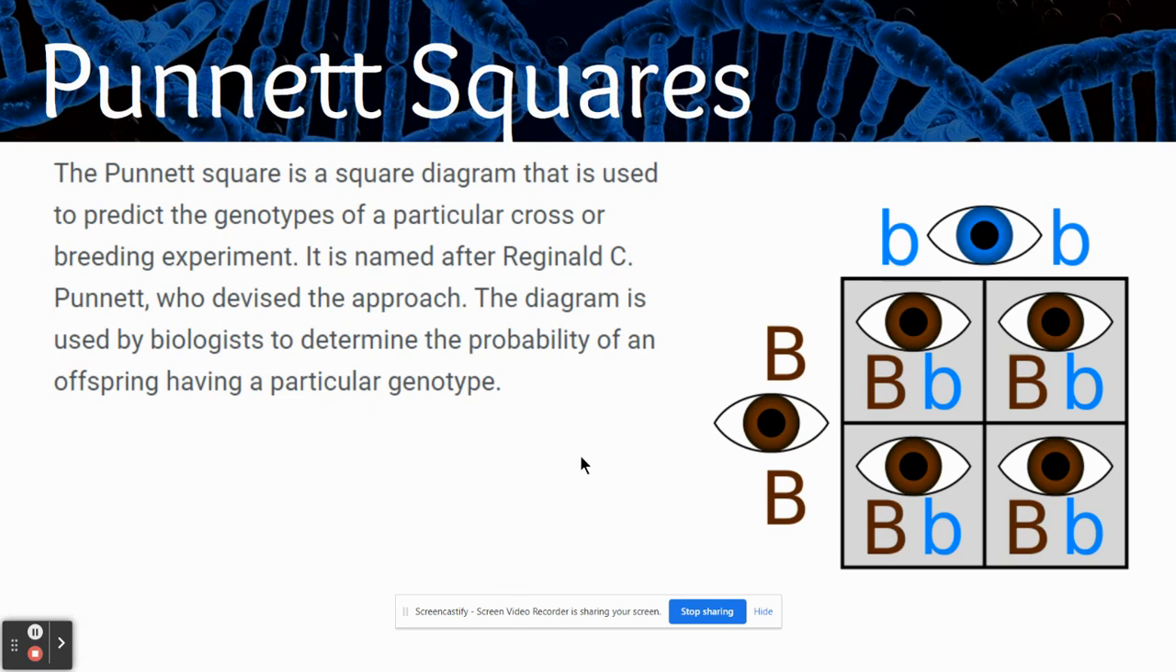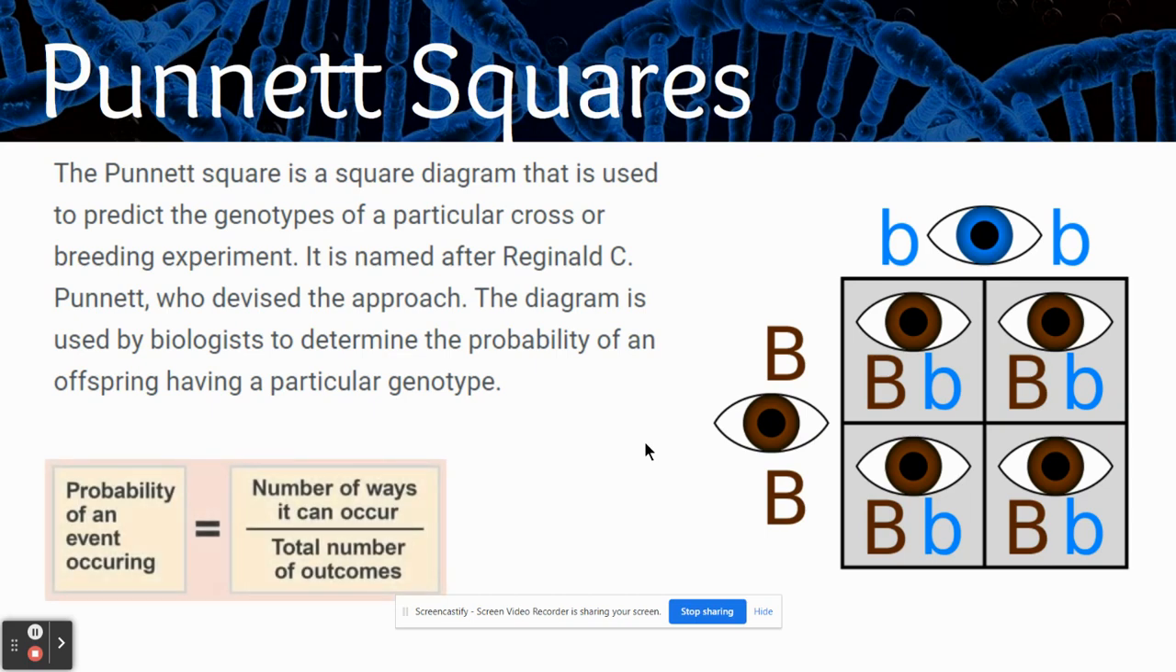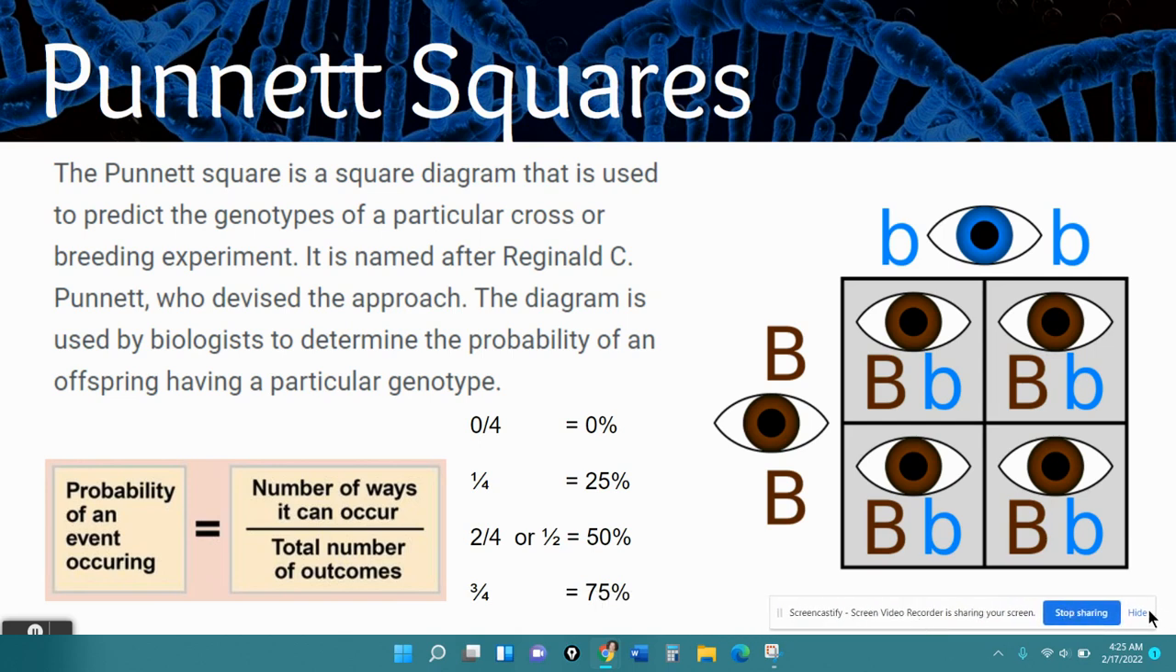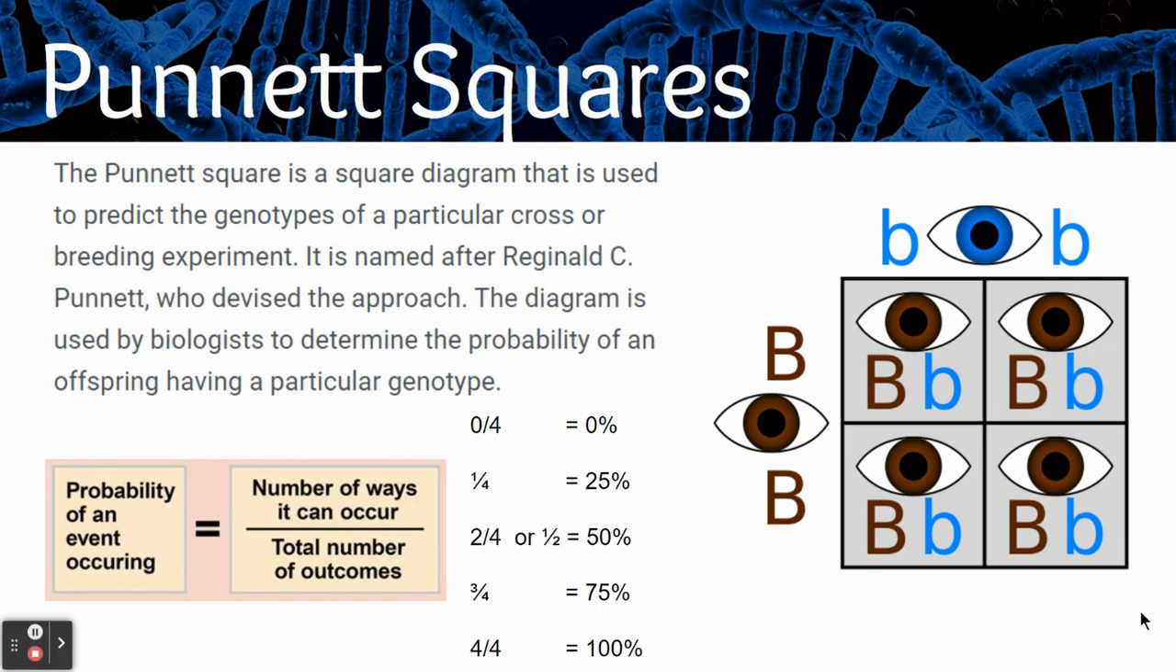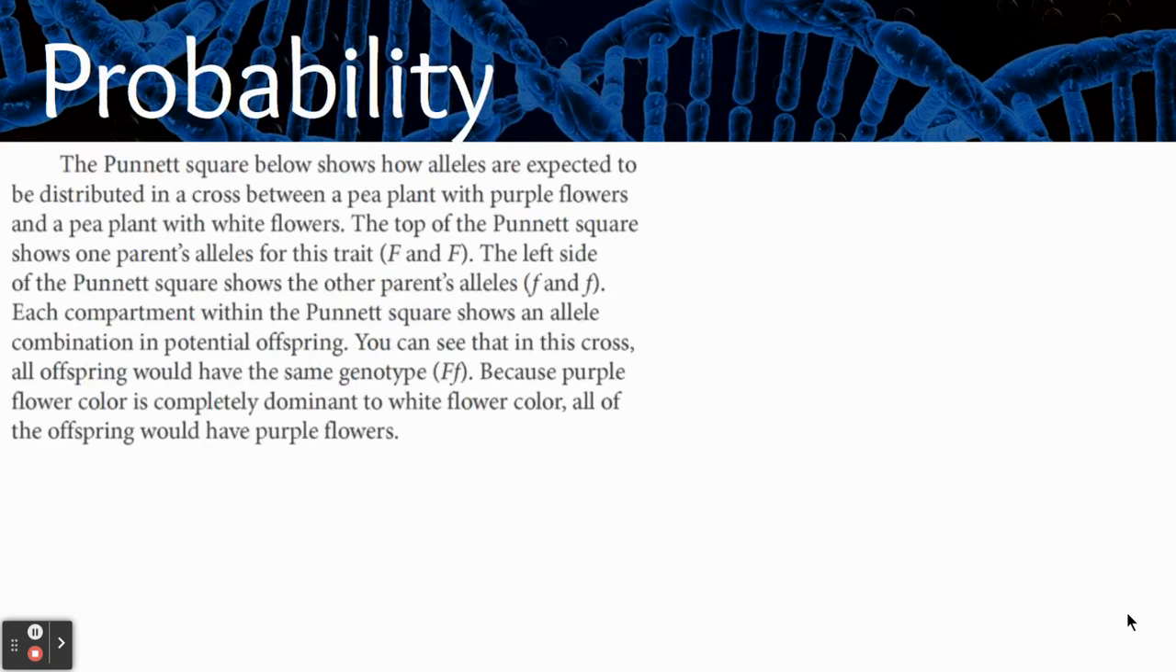But don't worry about probability and mathematics. There will be just a few simple things here. The number of ways it can occur divided by the total number of outcomes. There are 4 total outcomes that you can see here in the box. So that means if you see your outcome 0 out of 4 times, then that's a 0% chance it's going to occur. 1 out of 4 times would be 25%. 2 out of 4, which is a half, 50%. 3 out of 4, 75%. 4 out of 4, 100%. Remember, you can pause the video at any time as you're writing things down in your notes.